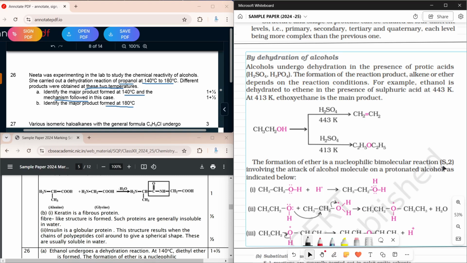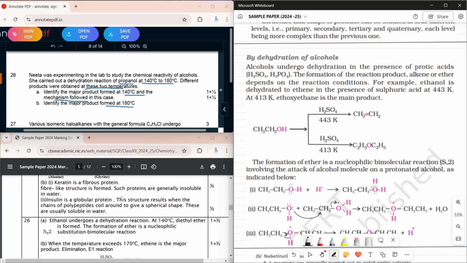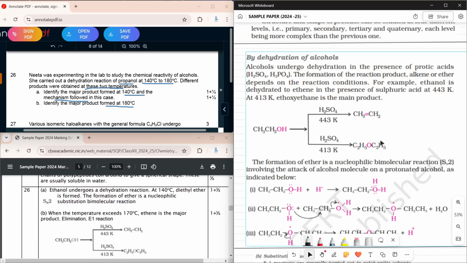And this is formed by the SN2 reaction. So you would just have to mention that diethyl ether is the product, and the mechanism that leads to the formation of diethyl ether is the nucleophilic bimolecular reaction, SN2. Oh my god, nucleophilic bimolecular reaction. And if I said substitution, I apologize. It's nucleophilic bimolecular reaction. We need to mention that.